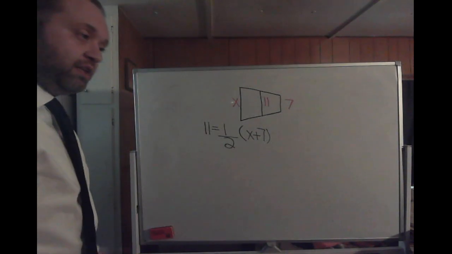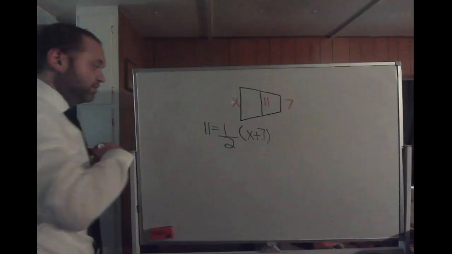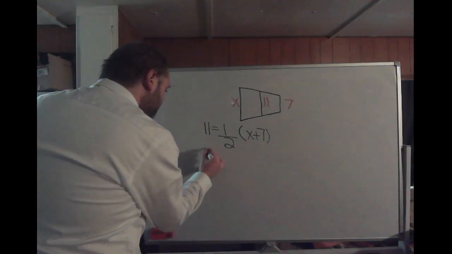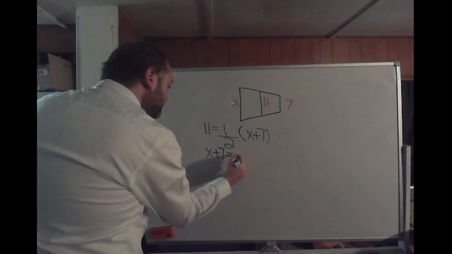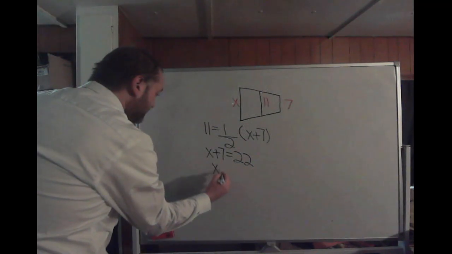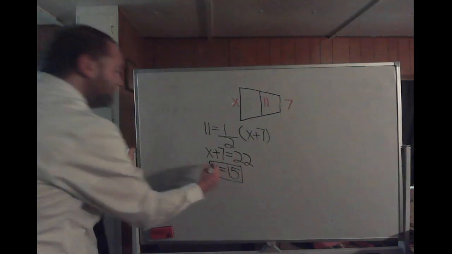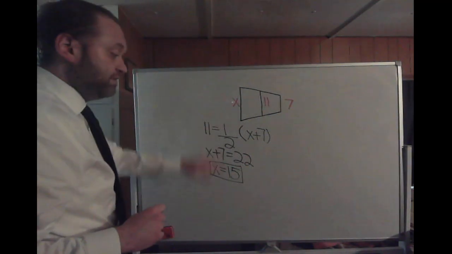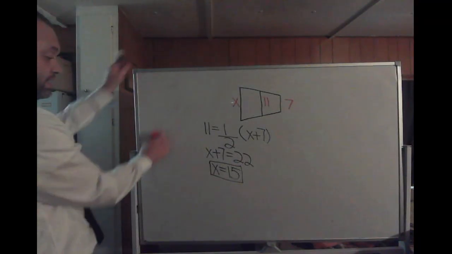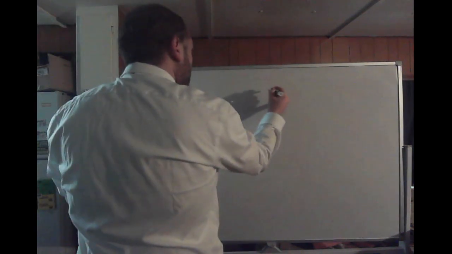Well, I think we can clearly say we don't want to work with fractions. So what you probably want to do, multiply both sides by 2. You'll simply get x plus 7 equals 22, which would have to mean that x equals 15. So the length of the left base with length x would be 15. So sometimes the problems will take the form of needing to find the length of a base. Okay, different one yet.